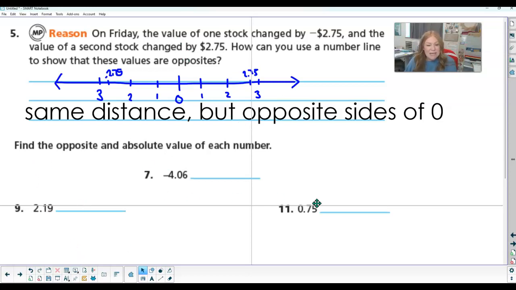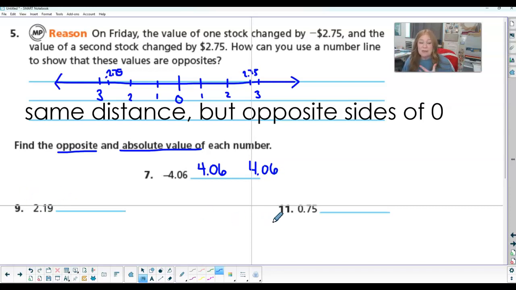Okay, for 7, 9, and 11, we have to find the opposite and its value from 0. So the opposite of negative 4 and 6 tenths, right, is positive 4.6. And then the value to get from 0 to negative 4.6 is also 4.6. It's not asking if it's positive or negative, it's just saying how far away is it from 0. So I'm going to have you try number 9. I'll do number 11 with you as well.